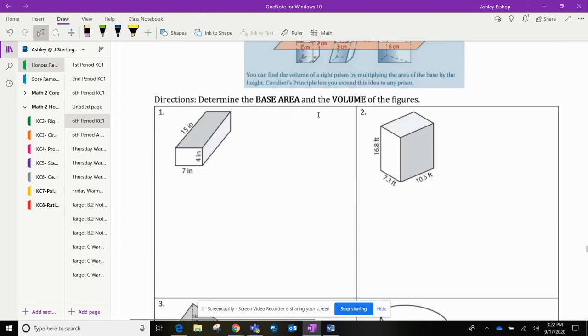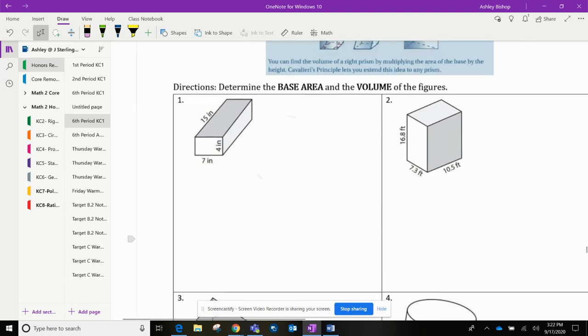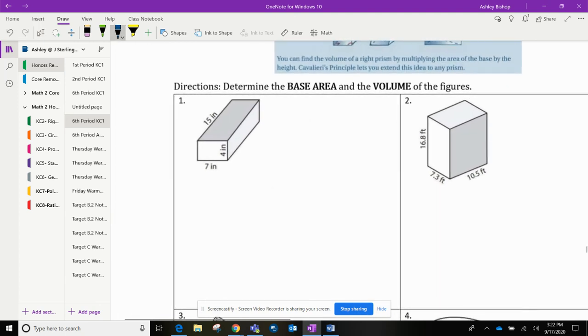So I'm on the next page. I'm at the top of page 25, and we're going to do question 1 over here. Like I said, we're not going to worry too much about base area because I don't have all the time I need, but determine the volume of the figures. The first thing that you're going to do is determine the base shape. You're going to determine what shape this is in its entirety. We're going to try to match this with the shape on my cheat sheet.